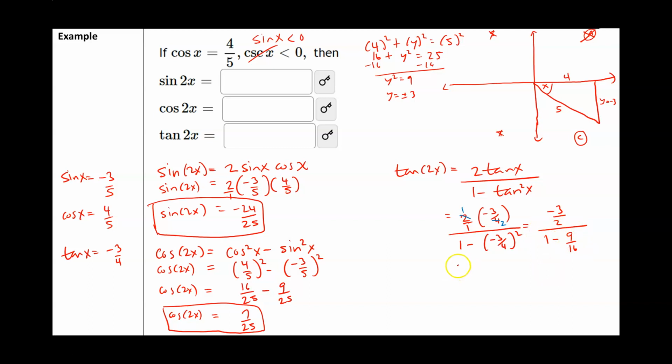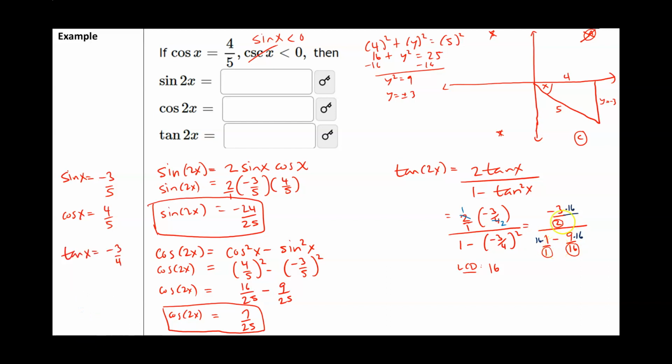But the easier way is to figure out the LCD. So this is like a 1 over 1. Our three denominators are 2, 1, and 16. So the LCD between 2, 1, and 16 is going to be 16. And what we can do now is we can multiply each of these numerators by 16. So multiply by 16, multiply by 16, and multiply by 16. I think this method is easier as far as simplifying this goes.